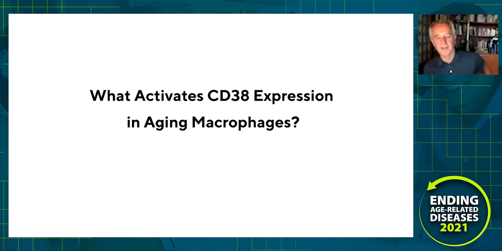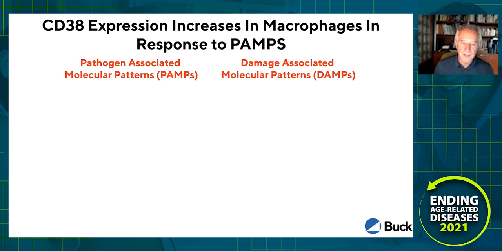So this raised a series of really interesting questions for us, which is to understand what activates CD38 expression in these aging macrophages. And the first thing we did was to focus on a number of molecules that are called either pathogen-associated molecular patterns, PAMPs, or damage-associated molecular patterns, DAMPs, which are different small molecules that are typical signatures of either bacteria or viruses or of tissue damage. And macrophages have evolved a number of receptors that allow them to sense both the PAMPs and the DAMPs and to actually become activated and to clear the damage.